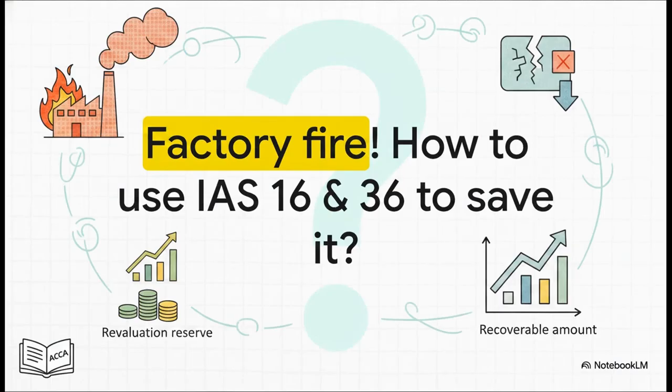So I'll leave you with this final real-world provocation. If your company's recently revalued factory suddenly suffers a massive fire, how exactly will you cycle through IAS 16 and IAS 36 to save your balance sheet? Think about that revaluation reserve you built up. Think about the impairment trigger and how you'll calculate the new recoverable amount. I dare you to go tackle a practice question on this exact scenario right now.